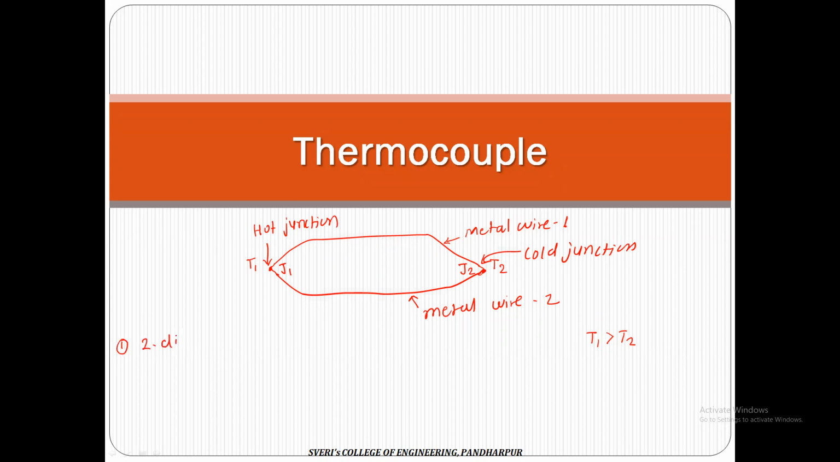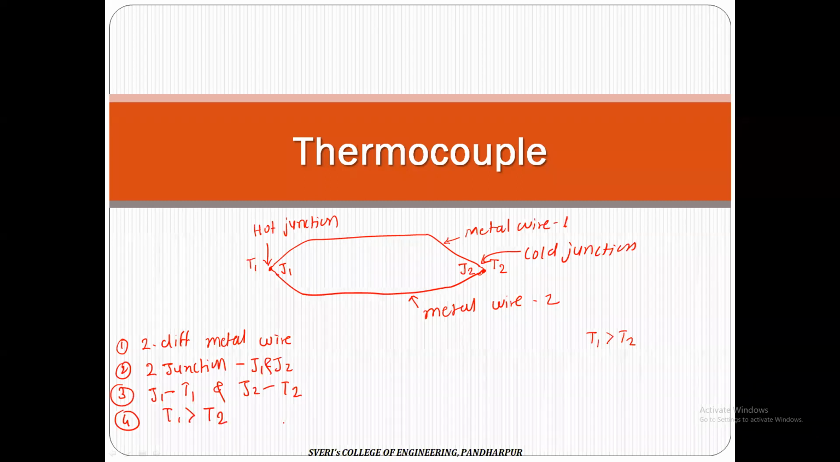Two different metal wires. Second thing, two junctions are formed, J1 and J2. Then third thing, J1 having a temperature of T1 and J2 having a temperature of T2. Fourth thing, T1 is greater than T2. These are the four criteria.